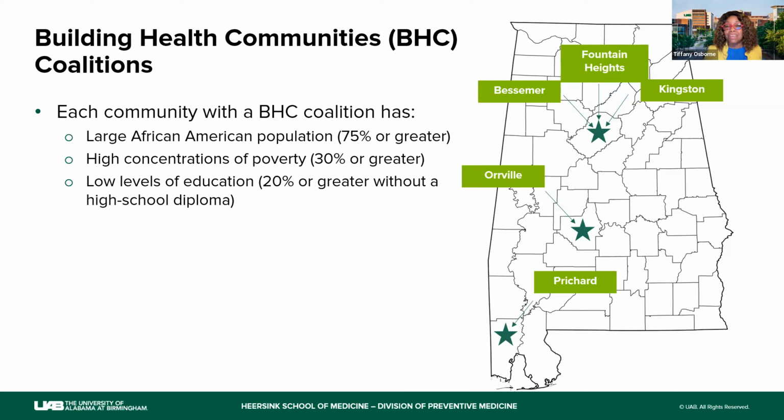We started with 5 in about 2019, I believe. And you can see in the central part of the state where the big star is, that's where Jefferson County is, where the University of Alabama at Birmingham is. We had 3 community coalitions there. Our first rural coalition, as the star where Orville is, is a rural community just about 20 minutes outside of historic Selma, Alabama. And then Prichard was the farthest from us, which is in Mobile, along the Gulf Coast.